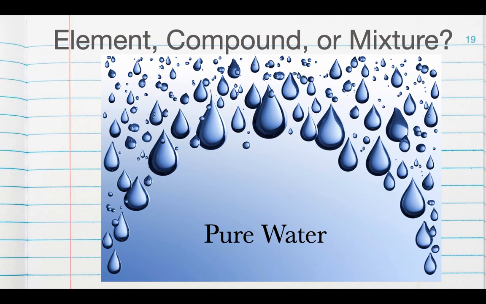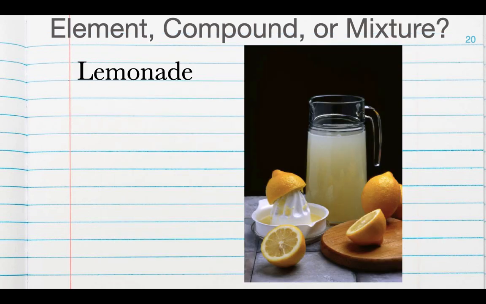Pure water. So pure water, is that an element, a compound, or a mixture? So because it says pure water, we're going to have to go with compound. If it said tap water, then that would be a mixture. So this is where it gets kind of tricky. You have to pay attention to the details. So pure water is just going to be H2O. That would be our compound.